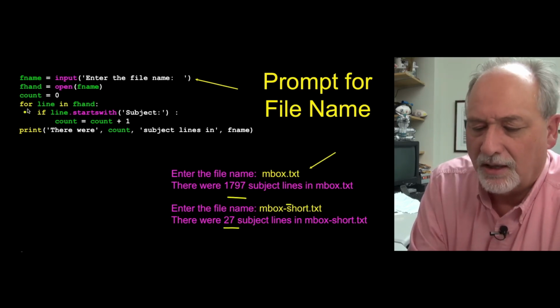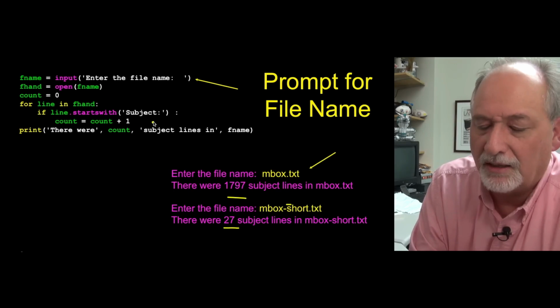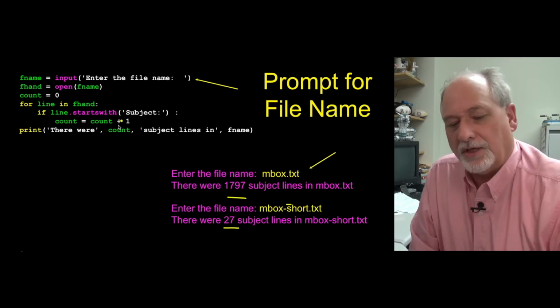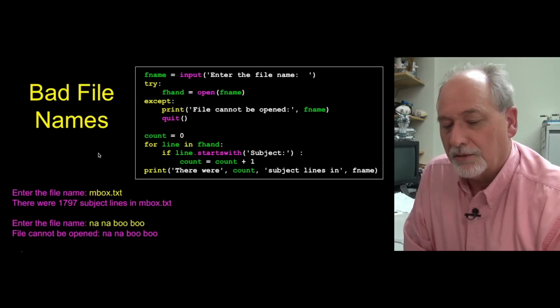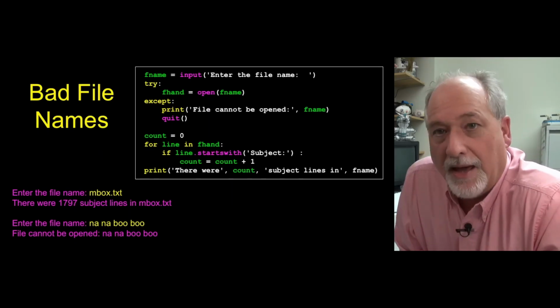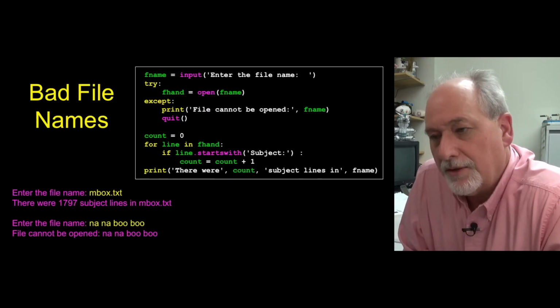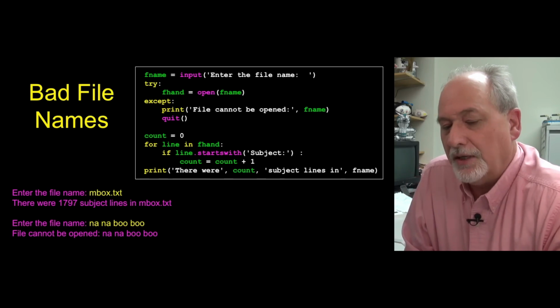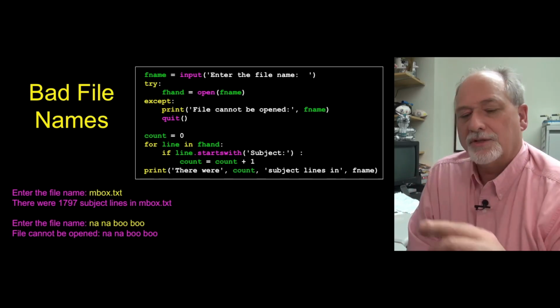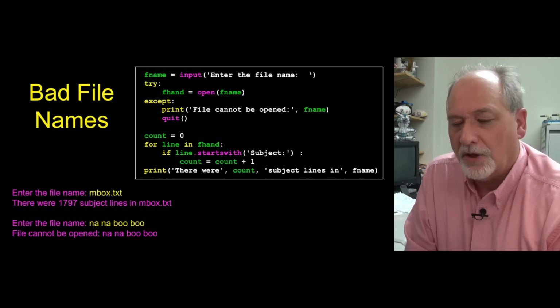And again, this is another one of those ifs, and it's just counting, but only counting lines that match a particular pattern. Okay, so now the user can also type bad file names, and we need to be able to deal with that as well. And so we're making a small change to the code.